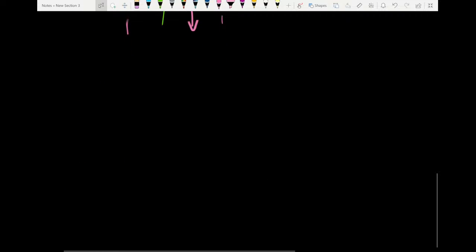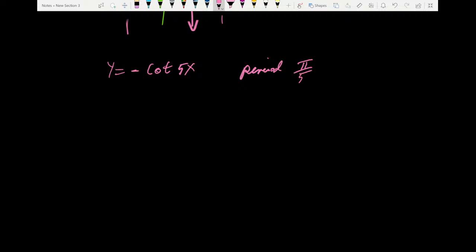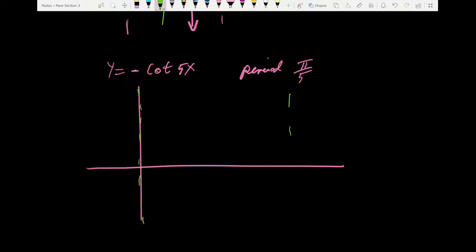Let's do the same problem. y equals negative cotangent of 5x. Period. We did that earlier. It's pi over 5. It's going to start at 0. It's going to end at pi over 5 because it started at 0. So the midpoint is going to be pi over 10. Cotangent normally would look like that. But because it's negative, it's going to flip. So therefore, it will look like that.